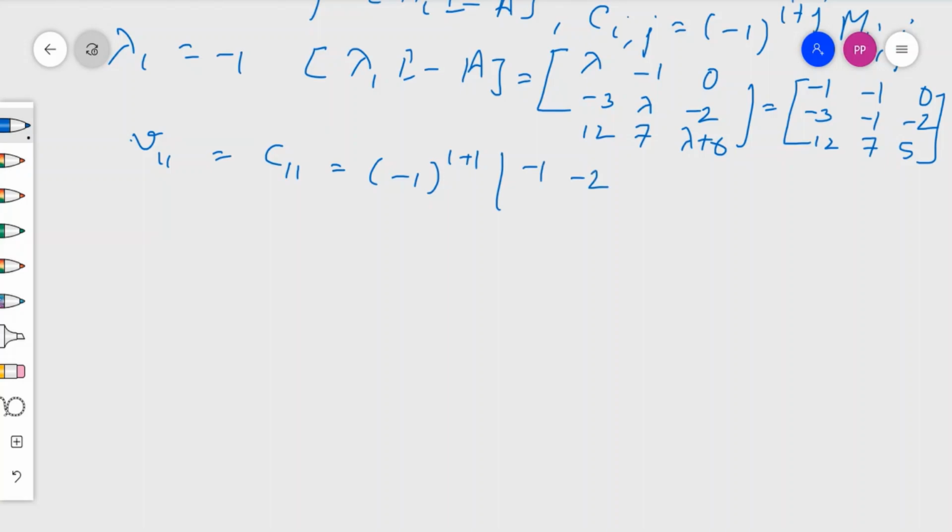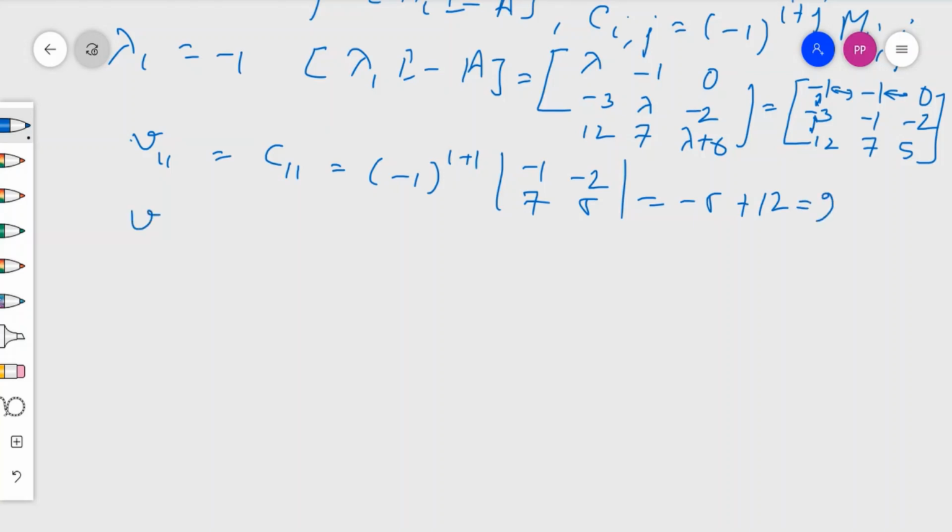So I can write for C11, I have to see that this row and this column should be removed for C11. So this becomes minus 1 power 1 plus 1. So this result becomes minus 5 plus 12 equals 9.